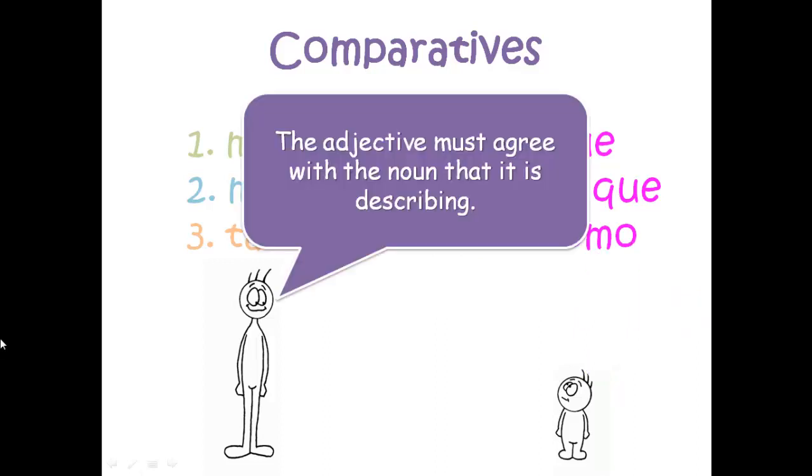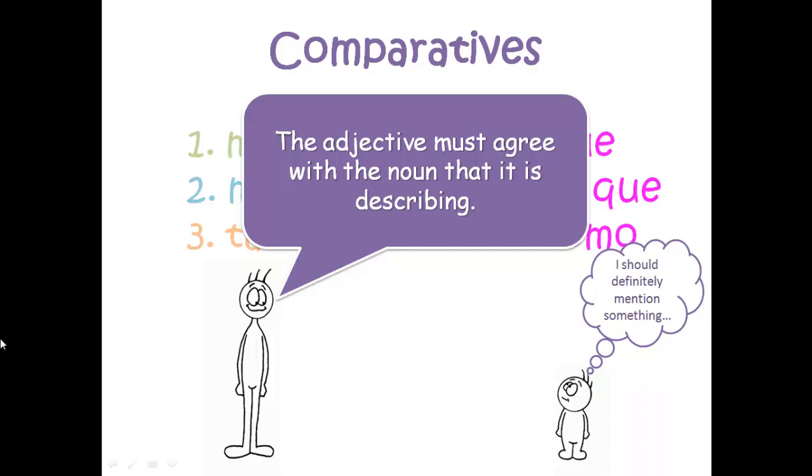There is one very important thing to note here where we differ in Spanish from English. The adjective must agree with the noun that it is describing. Okay, I'm going to say that again. The adjective must agree with the noun that it is describing. That just means that if the adjective is referring to a feminine plural noun, your adjective has to be in the feminine plural form. Remember, in Spanish, adjectives have to agree in number and gender.